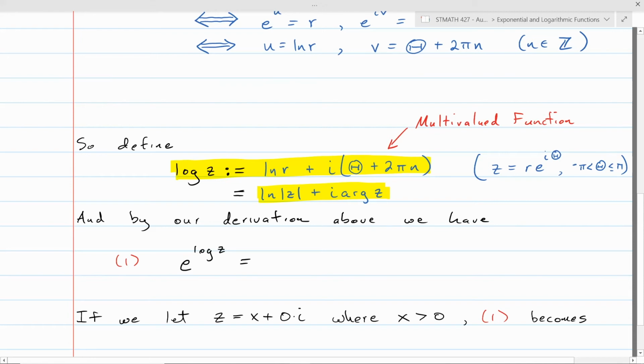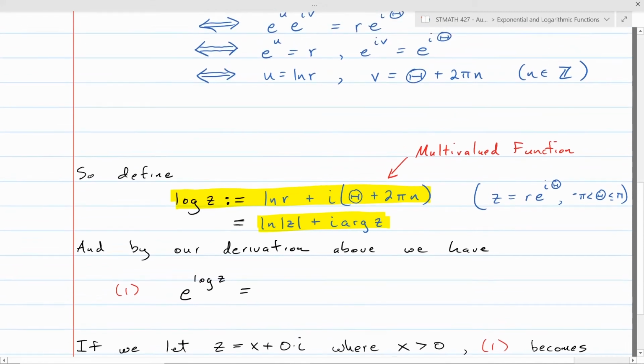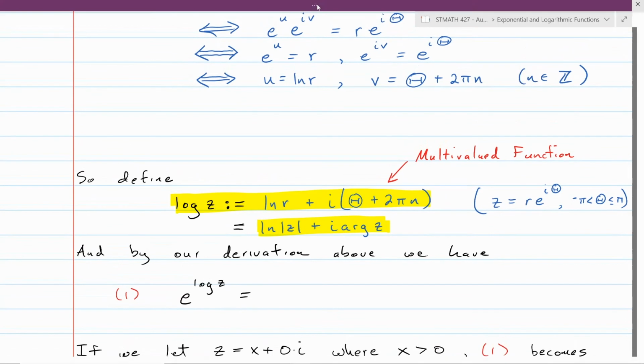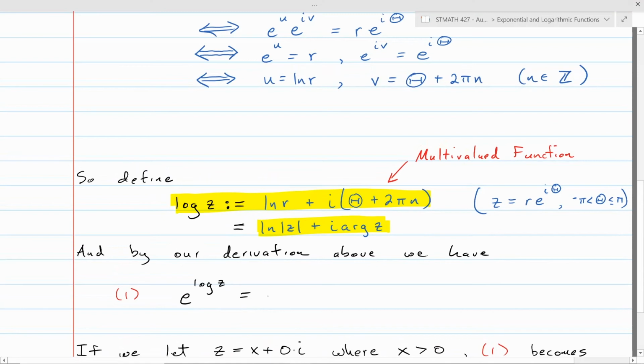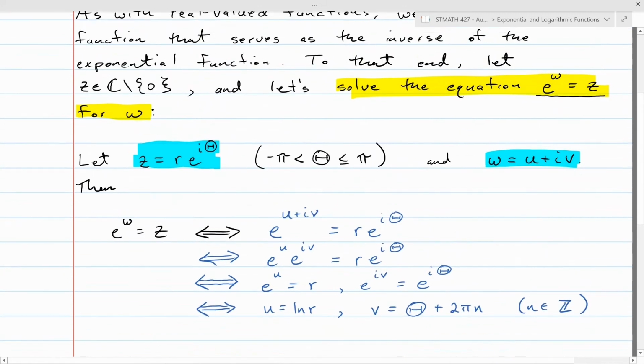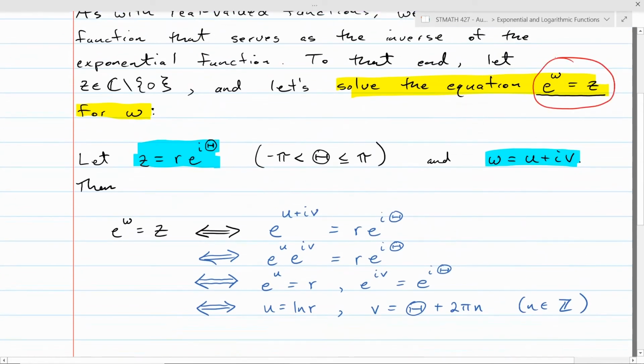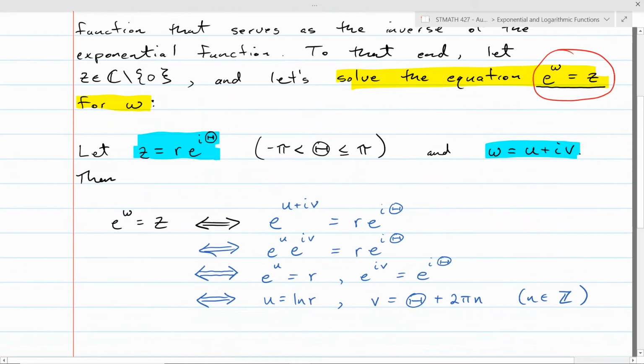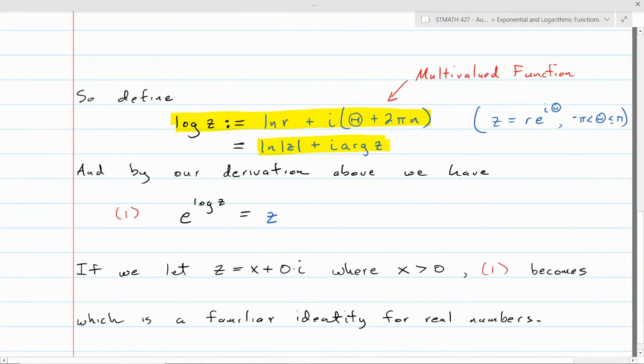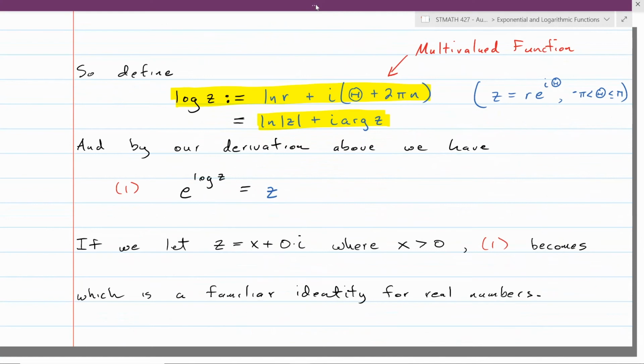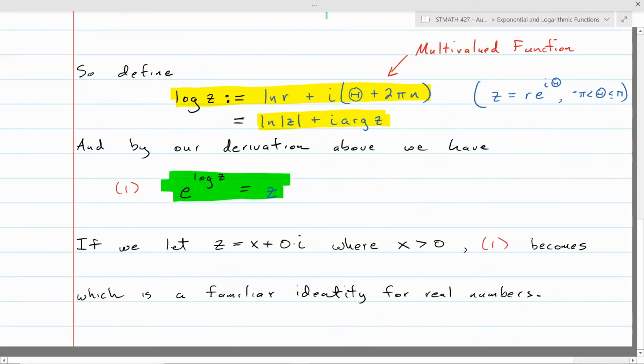Of course, what our derivation up here shows, the thing that we solved for was the exponent that would result in z, right? And so we immediately get this identity here that e to the log z is equal to z, just because we were solving this equation here, circled in red. That was the equation we solved, right? w was the logarithm, so e to the logarithm equals z. So we kind of instantly got a nice little identity here, which should look kind of familiar. Like we had the corresponding identity for real numbers, right? Like e to the natural log of x is equal to x. It's just the analog of that.